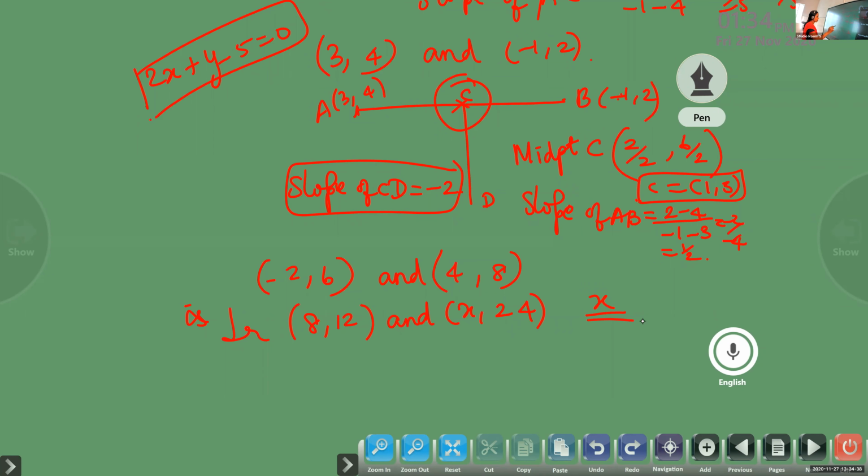So lines through these points. First you name these points A, B, C, D. The line AB is perpendicular to CD. A is given as minus 2, 6. The point B is 4, 8. C, you can take it as 8, 12. And D is x, 24. If it is perpendicular, find the value of x.